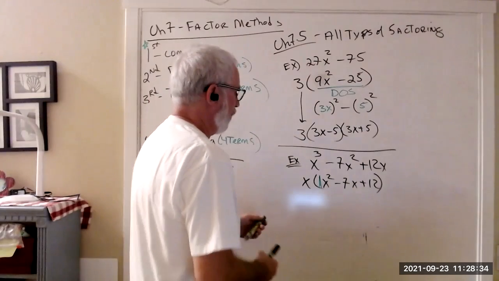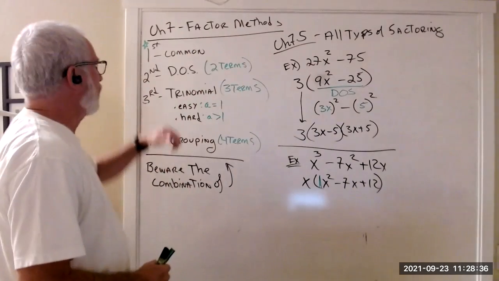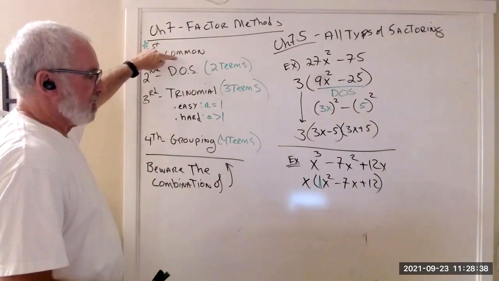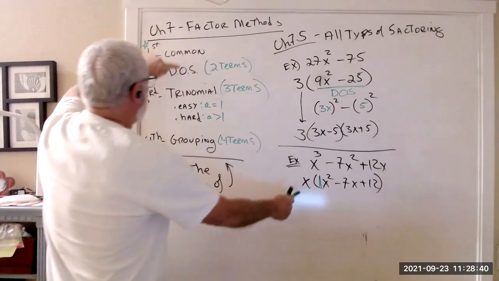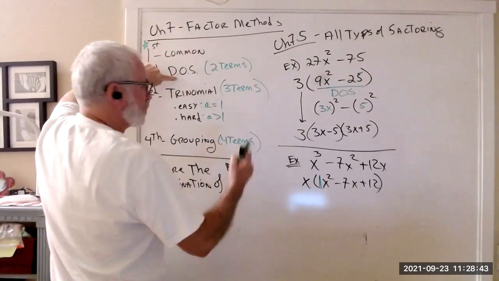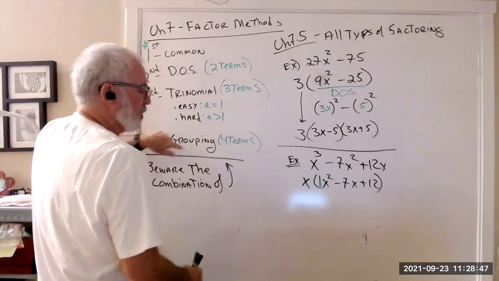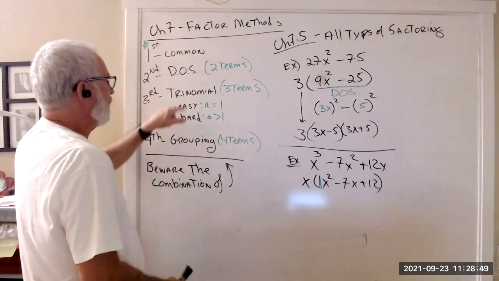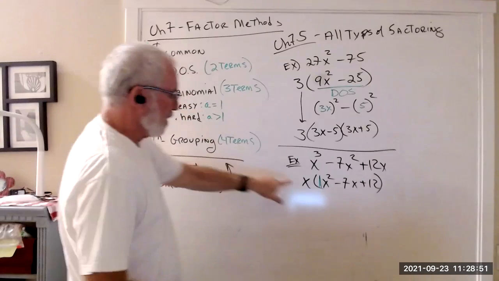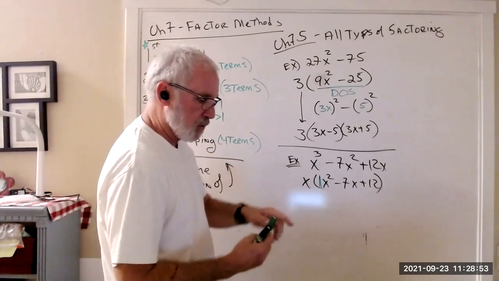Okay, so I've identified for you, we pulled out the x that they had in common. That was right there. It can't be a difference of squares because that requires 2 terms. Can't be grouping. Grouping requires 4 terms. The only thing it could possibly be is an easy trinomial because the a value is 1.